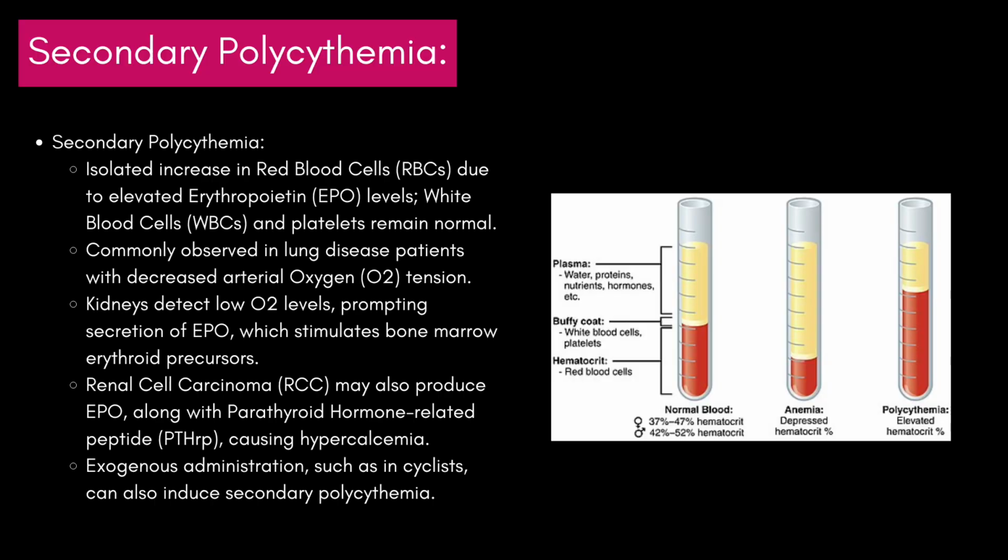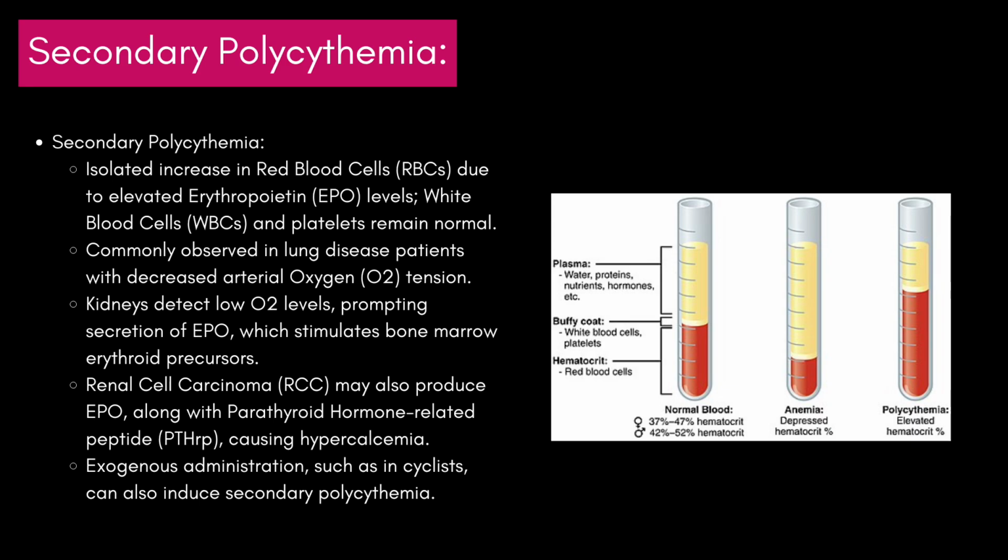Let's start off by taking a look at an overview of secondary polycythemia. There is an isolated increase in red blood cells due to elevated erythropoietin levels. White blood cells and platelets remain normal. It is commonly observed in lung disease patients with decreased arterial oxygen tension. Kidneys detect low oxygen levels, prompting secretion of erythropoietin, which stimulates bone marrow erythroid precursors.